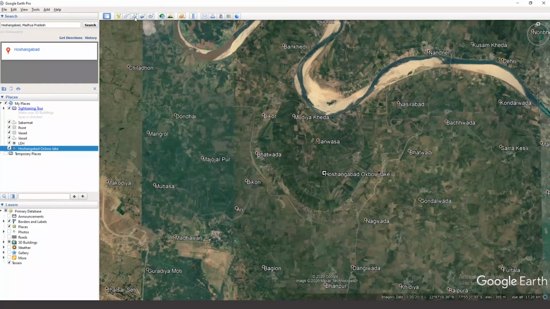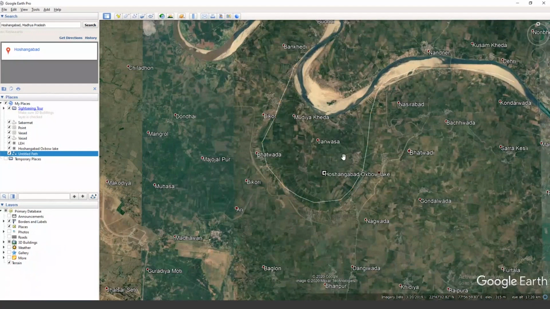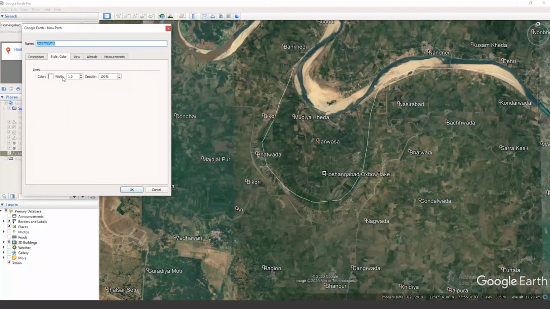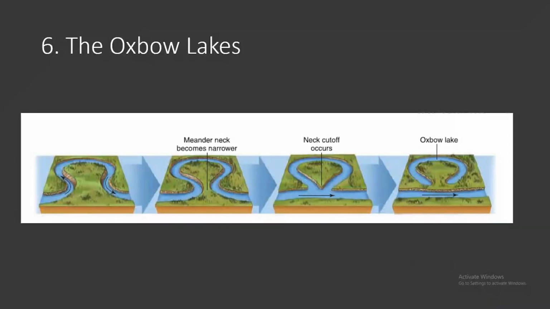Once upon a time, the river was flowing something like this, and it started cutting, and as a result of continuous cutting, after some time the river started flowing through this channel. So this portion of the channel which was left out by the river sometimes stores some amount of water. The water stored in this kind of left-out channel, we call an oxbow lake. So an oxbow lake is a lake produced by the meander cutoff.